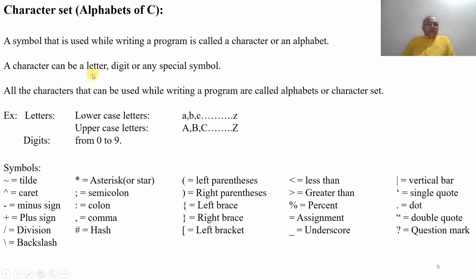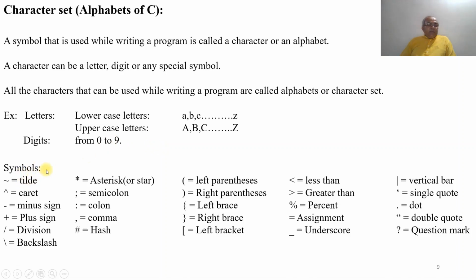A character can be a letter or digit or any special symbol. All the characters that can be used while writing a program are called alphabets or character set. For example, the letters can be lowercase letters from small a to z or uppercase letters from capital A to Z, and digits from 0 to 9.